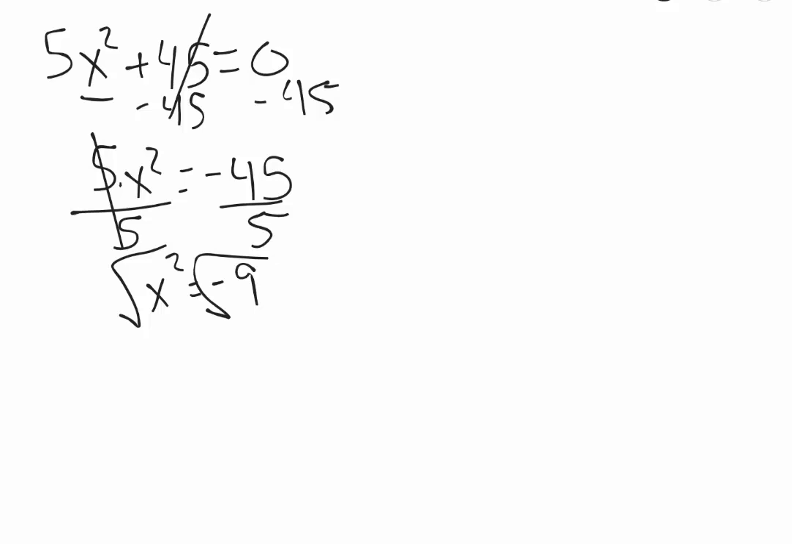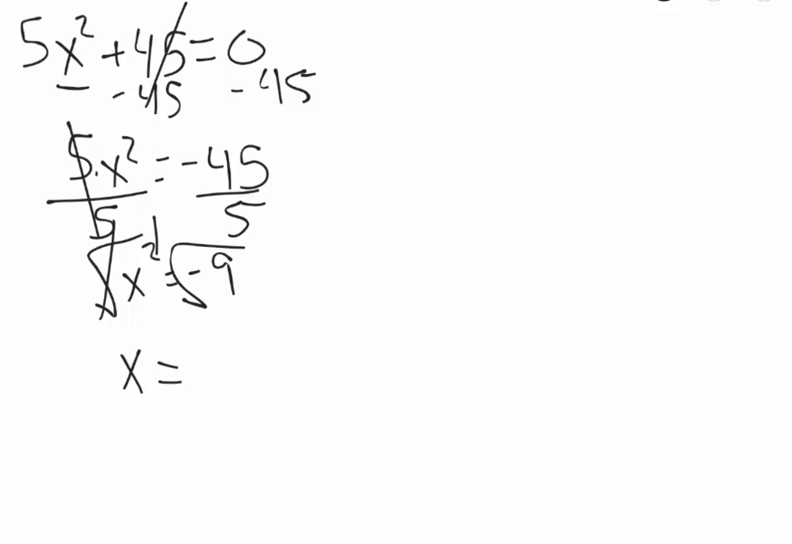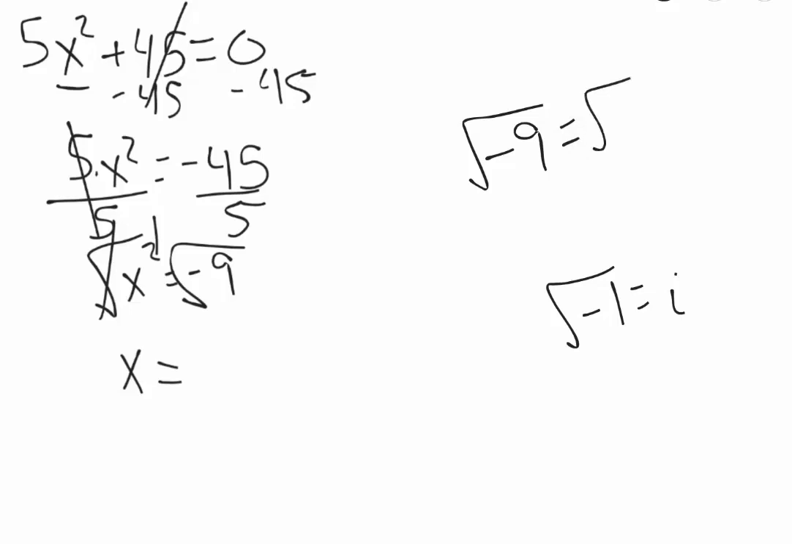On the left-hand side, the square root and the square will cancel, leaving us with an x. And on the right-hand side, when we're taking a square root of something, especially something with a negative, you have to keep in mind that the square root of a negative 1 is equal to i. When I take square roots, I like to split it up based on what I have. Right now we have the square root of negative 9, and I like to split this up into the square root of negative 1 times the square root of 9. We are able to do that.